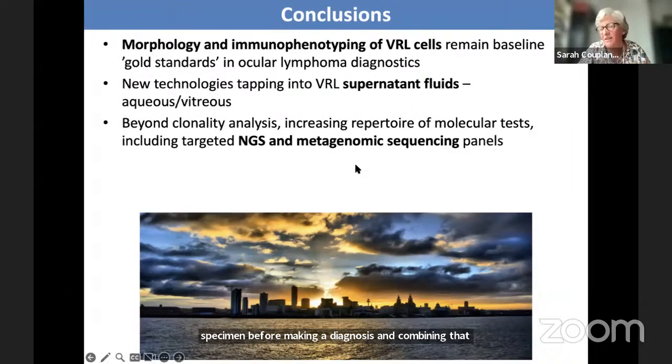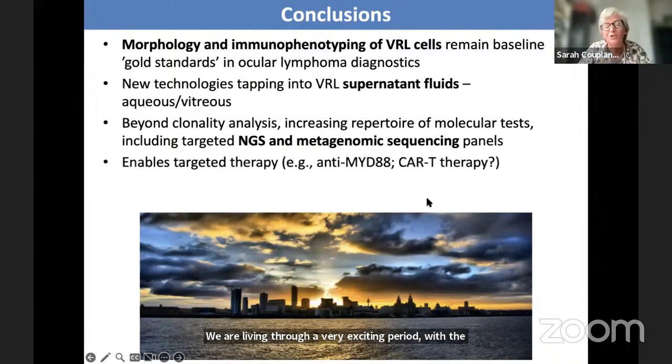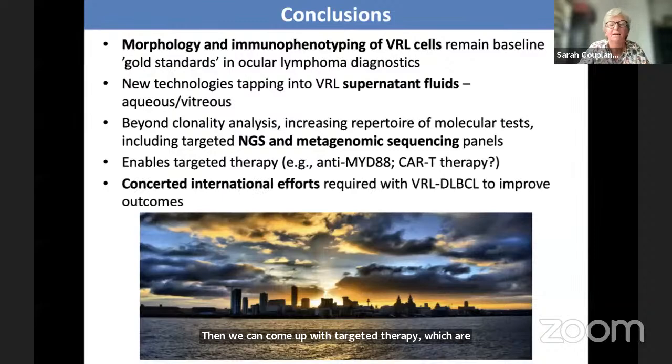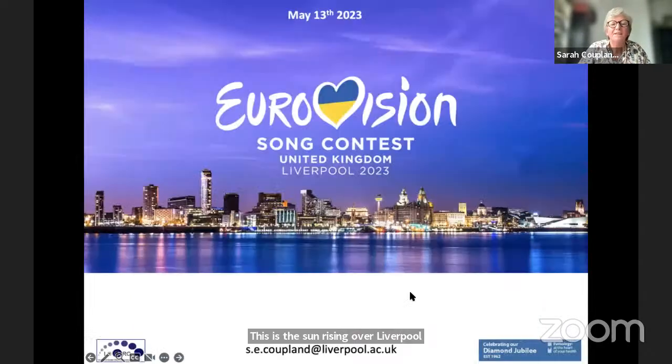We are living through a very exciting period with the advancements of a whole range of different molecular tests, which are becoming cheaper and cheaper, which is great, so that we can provide them for our patients. By understanding the biology of the tumor cells, we can come up with targeted therapy, which are being tested out in various clinical trials. And it's really through concerted symposia like this and concerted clinical trials that we will be able to improve the outcome of these patients.